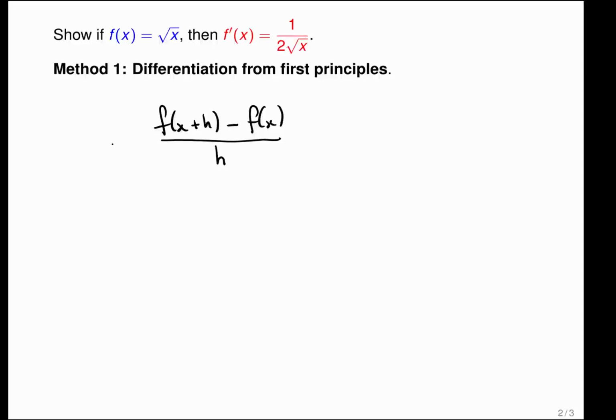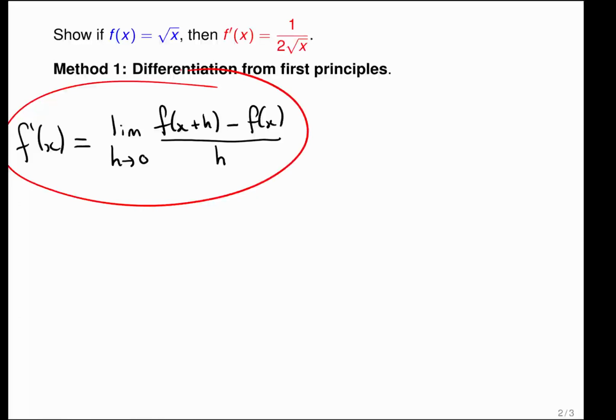Now, as the constant h shrinks down to 0, which we express using a mathematical construct called a limit, the slope of the secant approaches the slope of the tangent, which is precisely the derivative. Using this formula here to compute the derivative of any function is known as differentiating from first principles.